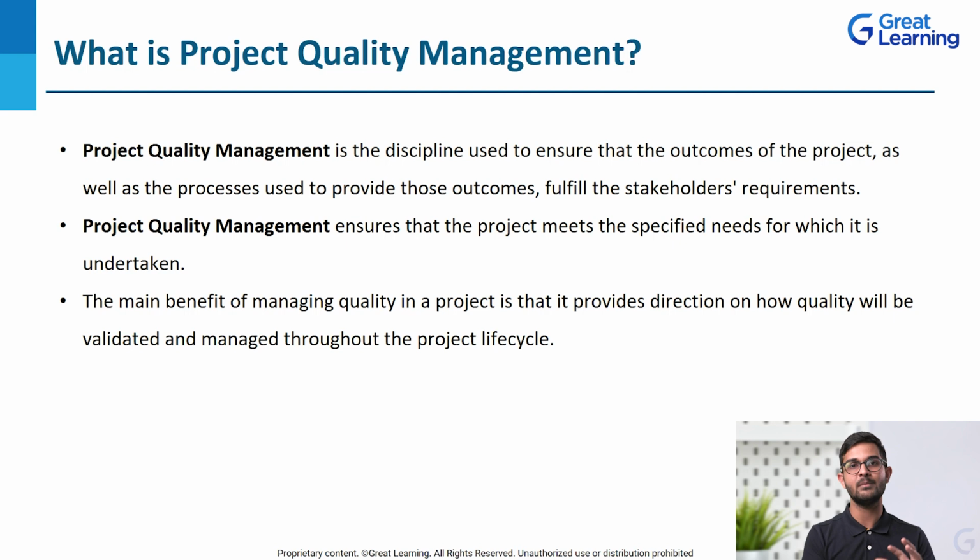So whenever we talk about managing quality in a particular project, you have to ensure that whatever is the outcome of that project and whatever processes we are taking in order to reach those outcomes, in order to reach those specified needs, both these things are equally important. Project quality management ensures that the project meets the specified needs for which it is undertaken. That is the main objective whenever we are talking about quality in project management. The main benefit of managing quality in a project is that it provides direction on how quality will be validated and managed throughout the project life cycle.